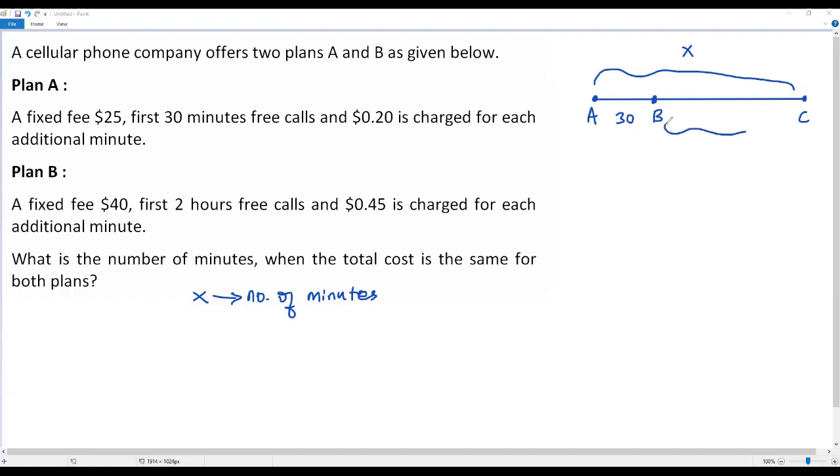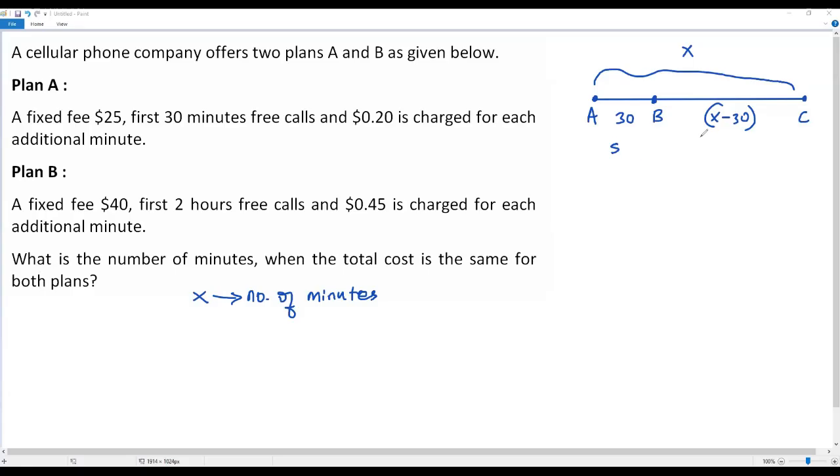And what is the length of this line segment BC? To get the length of this line segment BC, we have to subtract the length of the line segment AB, that is 30, from this X. I'm getting X minus 30 minutes. So this is the first 30 minutes, and the remaining minutes are X minus 30 minutes. According to the information, the first 30 minutes is free. There is 30 minutes of free calls. So the cost for this one is $0.